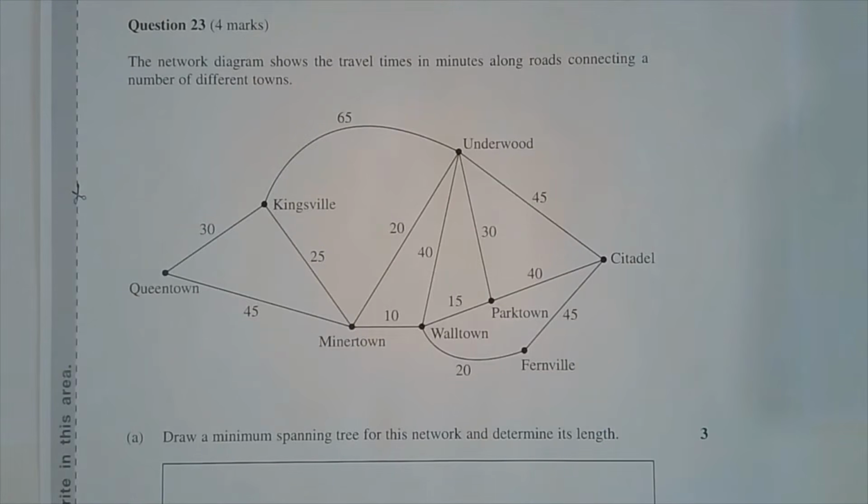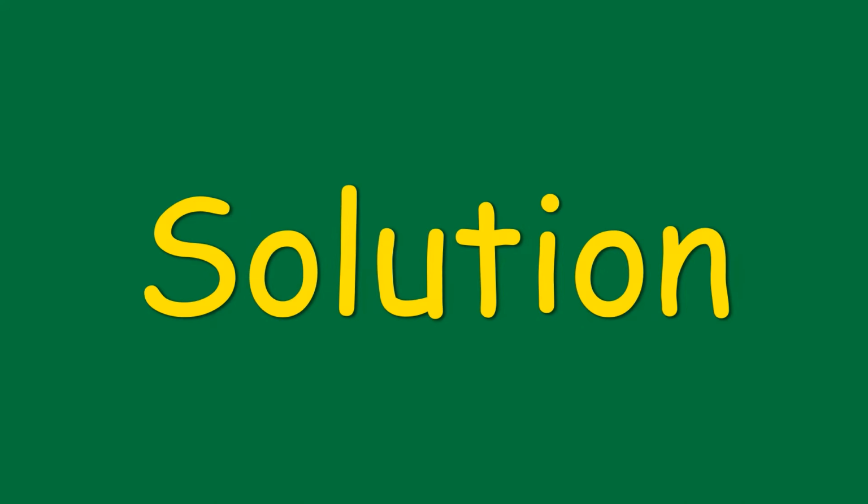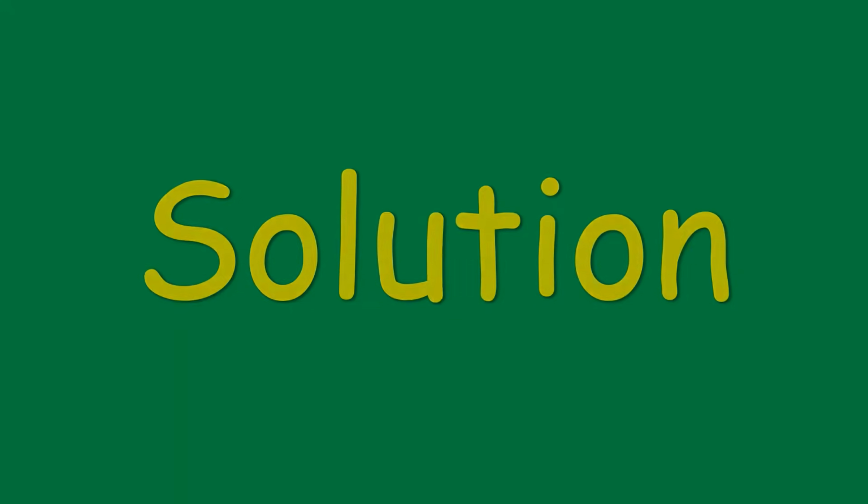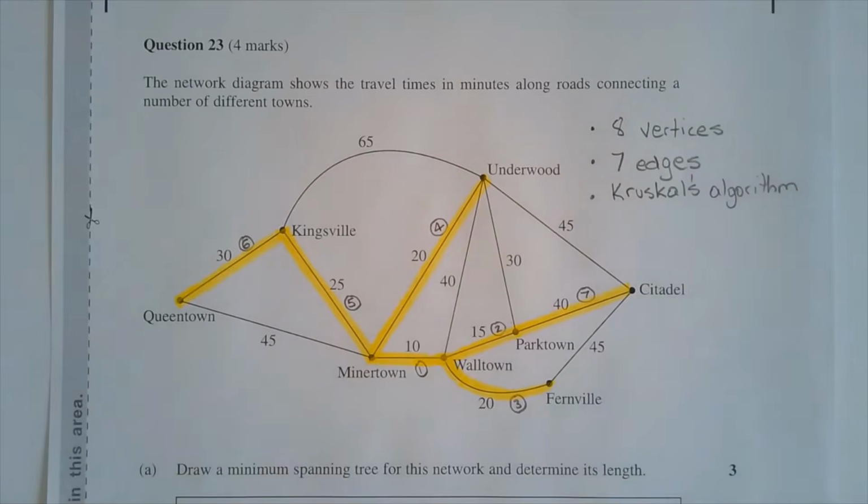Question 23. The network diagram shows the travel times in minutes along roads connecting a number of different towns. Part A. Draw a minimum spanning tree for this network and determine its length. There are 8 vertices that need to be connected, which means 7 edges need to be chosen, either using Kruskal's algorithm or Prim's algorithm. I've chosen Kruskal's algorithm for this solution.